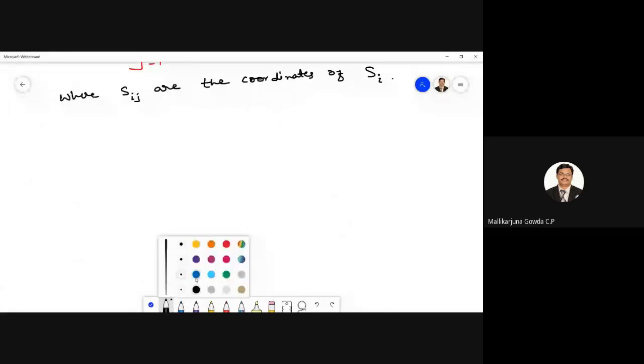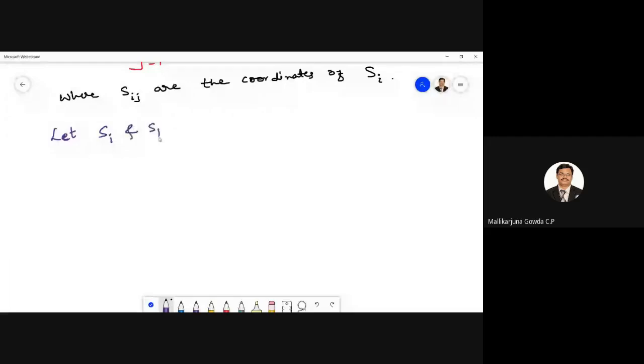Let Si be one signal vector and Sk be another signal vector. These are the two signal vectors I am talking about. So what is the angle between these two vectors? How do I define it? I think you might have studied this in mathematics or even in linear algebra, the course offered in the 4th semester.